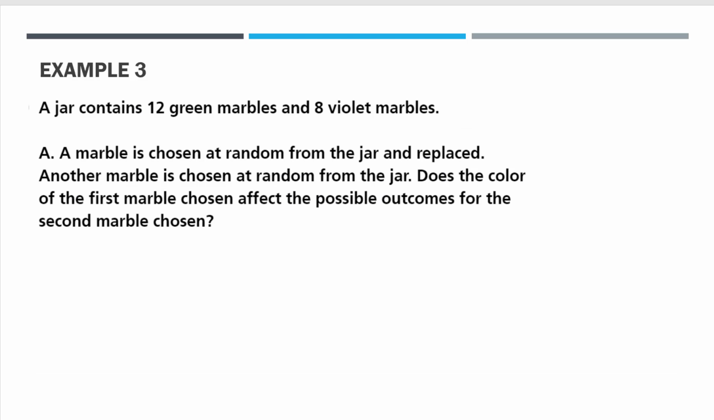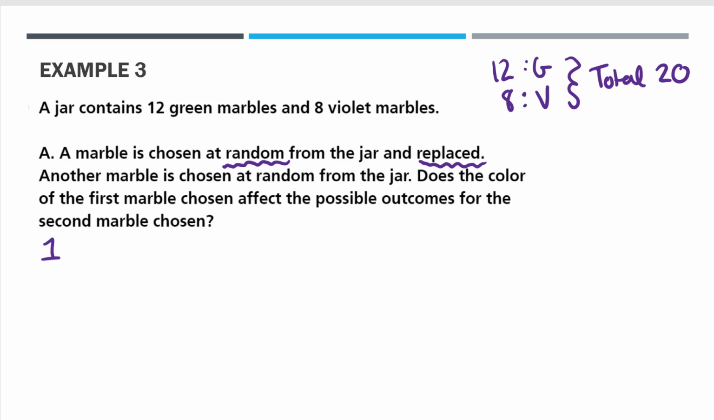So example 3, a jar contains 12 green marbles and 8 violet marbles. So we have 12 green and 8 violet, and that's a total of 20. A marble is chosen at random, so that's a key element, and it is replaced. That's another key element. Another marble is chosen at random after the first marble. Does the color of the first marble affect the possible outcomes for the second marble? So here's the first marble.